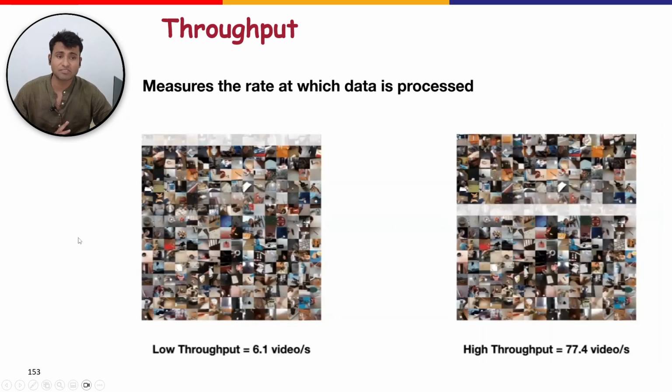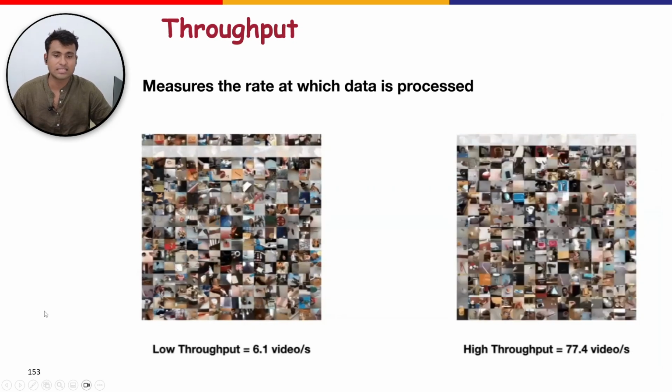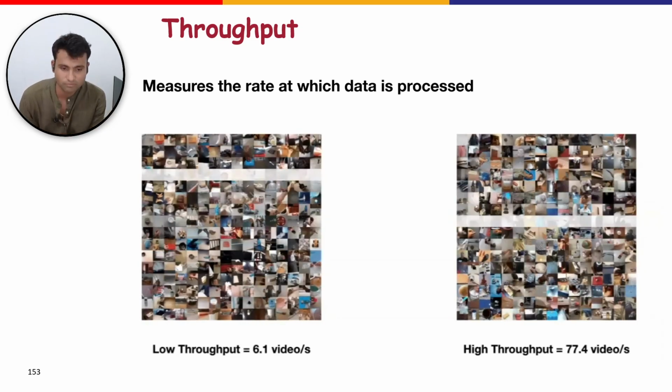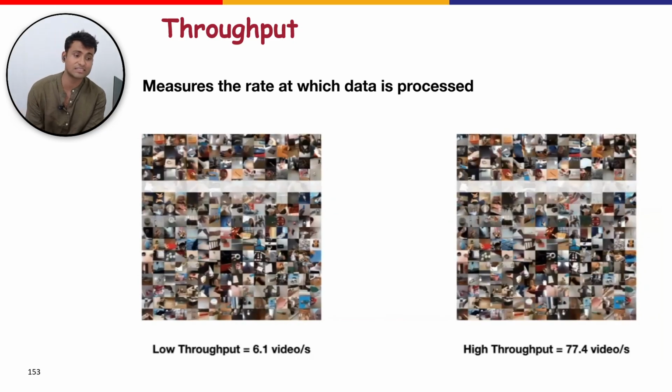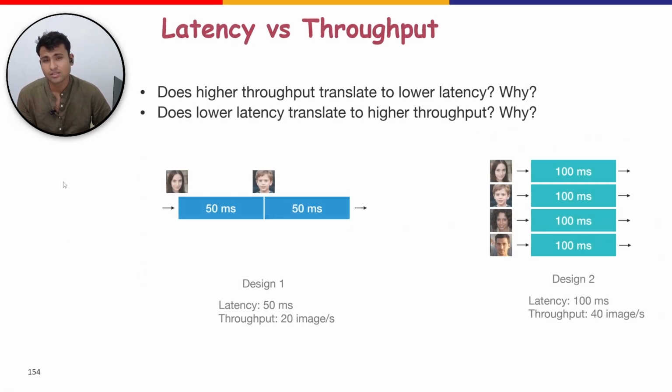Throughput measures the rate at which data is processed. Again, you can see that on the left we have a low throughput video in which 6.1 videos per second are being processed, and on the right 77.4 videos per second are being processed. So it's a high throughput. Now generally the convention is that higher throughput translates to lower latency, the more things I'm getting into the pipeline, the higher the throughput would be, as opposed to lower latency translating to higher throughput.